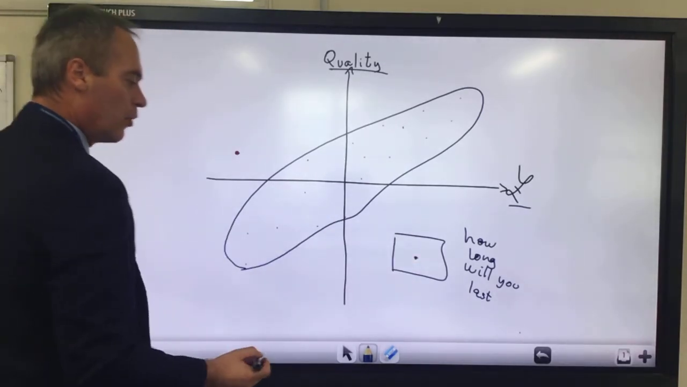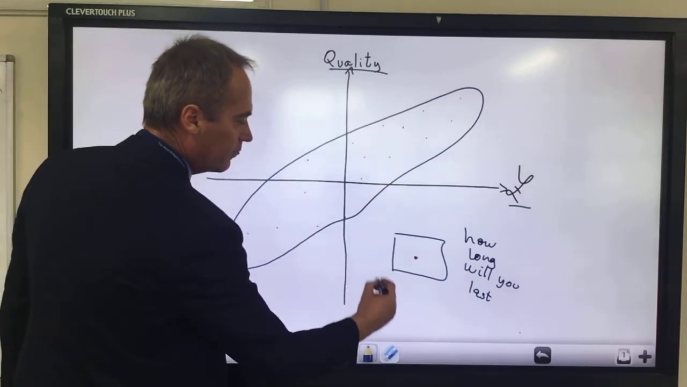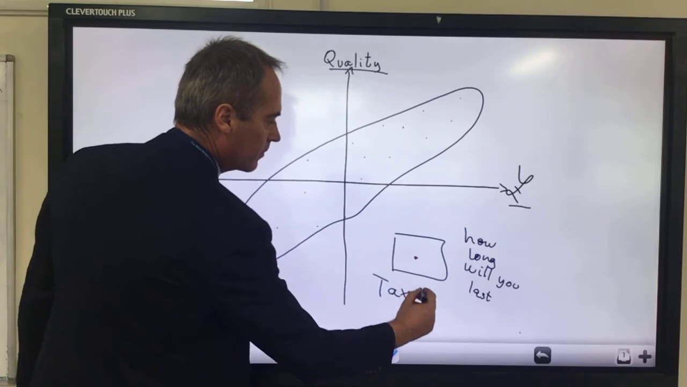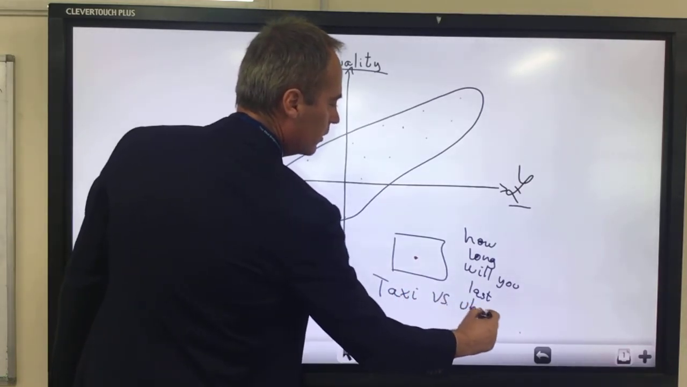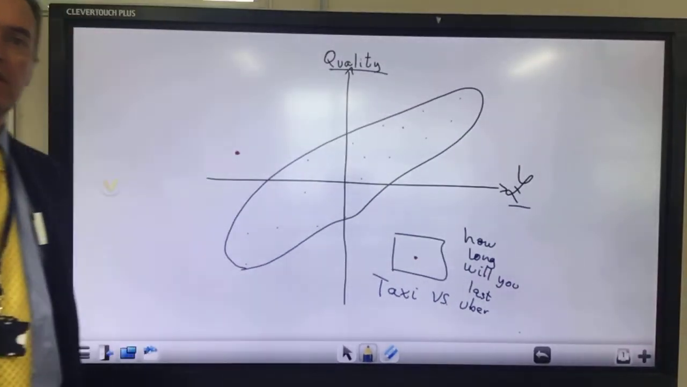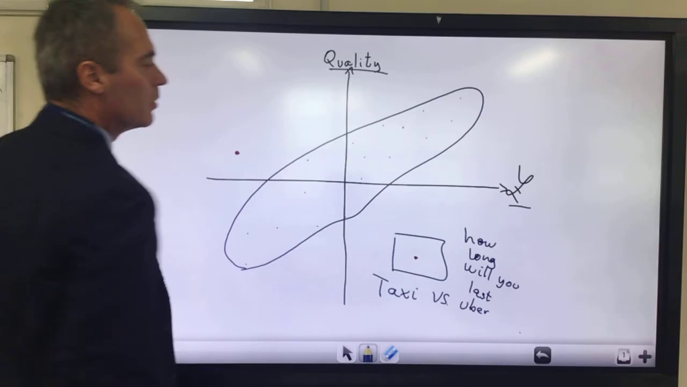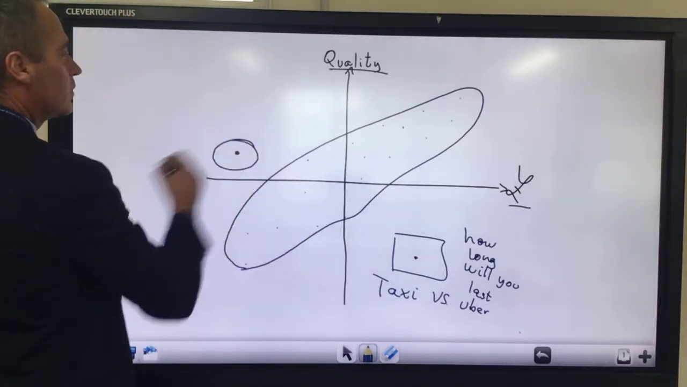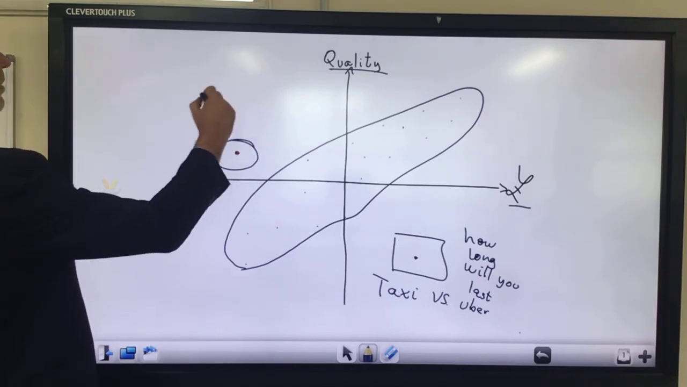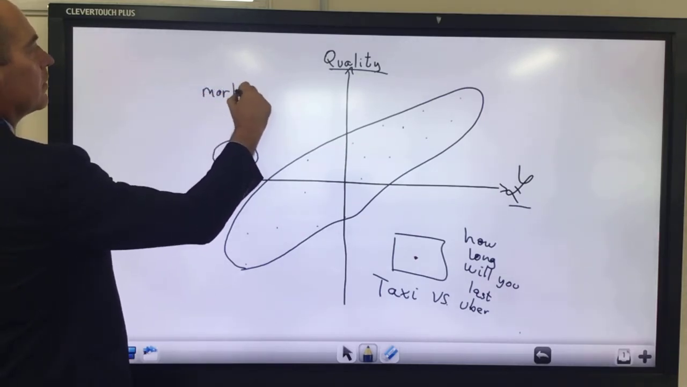A recent example of something like that, if you think about taxi services, is what happened to them when Uber started offering its services, and people thought, well, actually, I don't want this, I'm going to jump for something else. And then over here, we've got competitors maybe doing market penetration pricing.